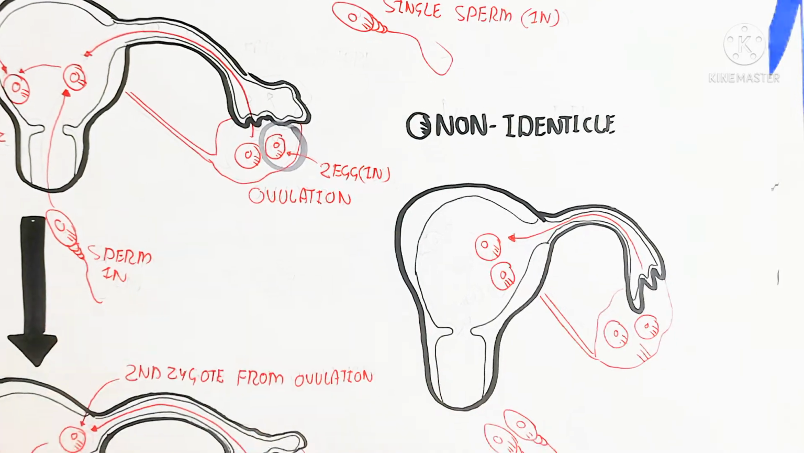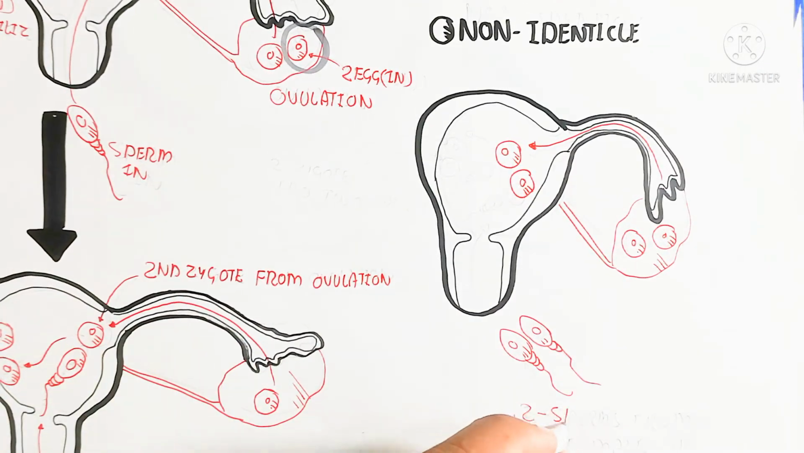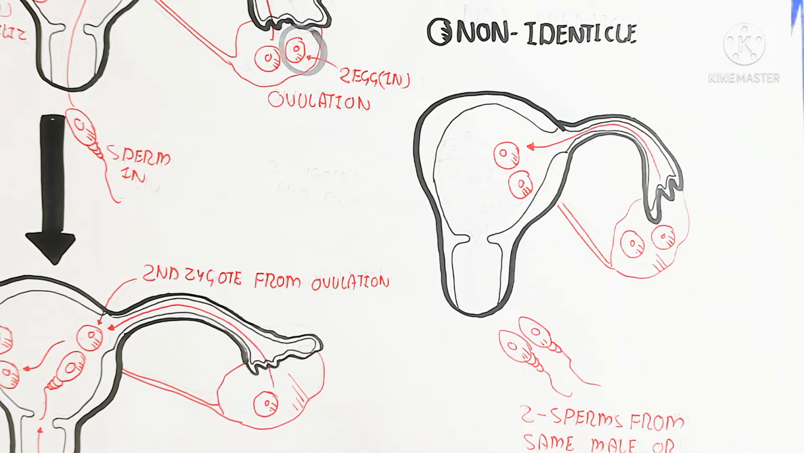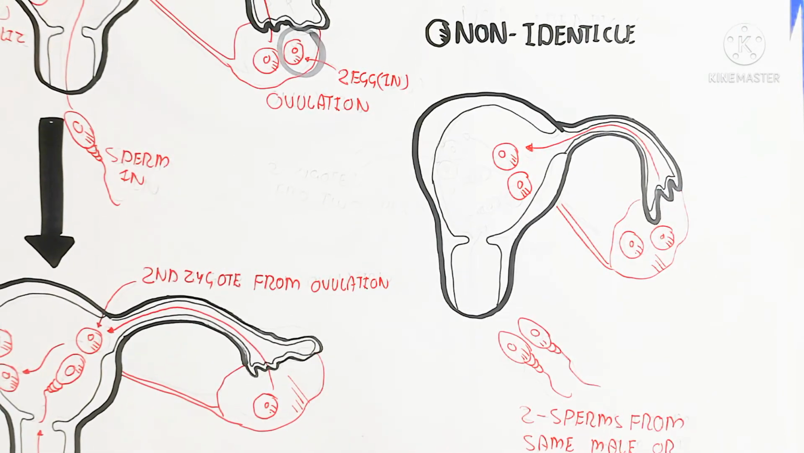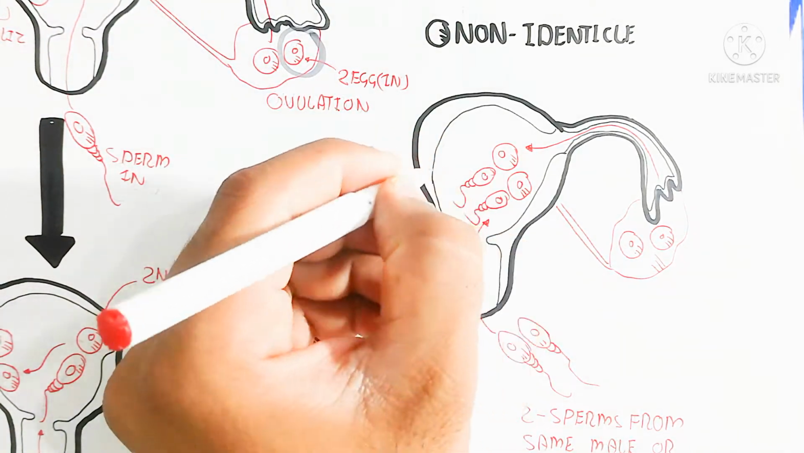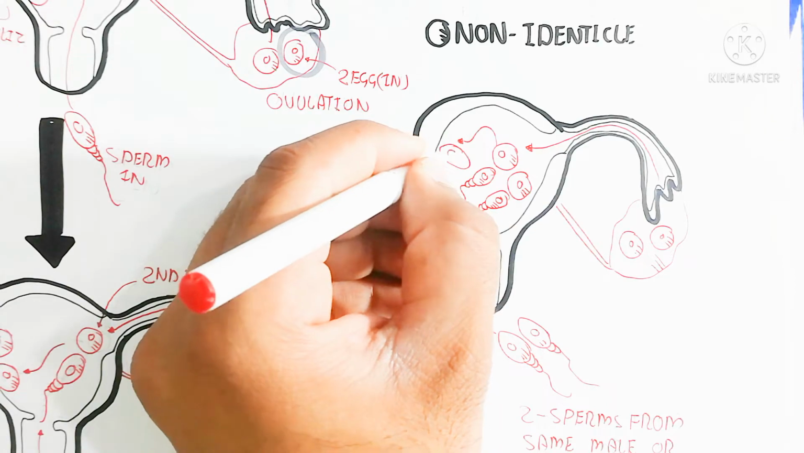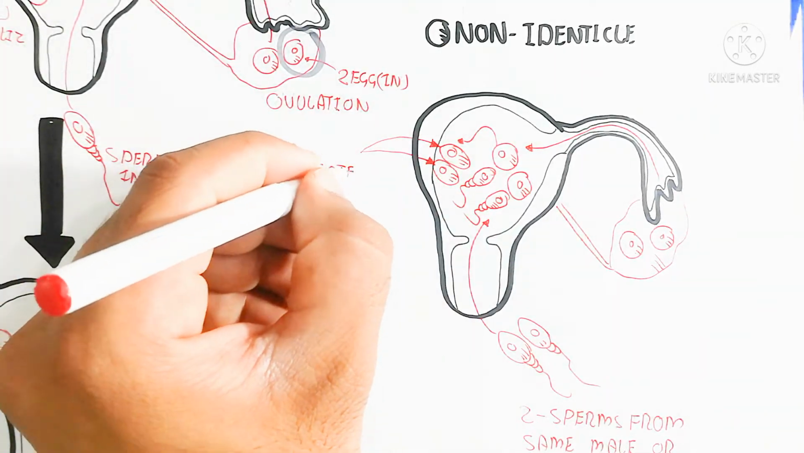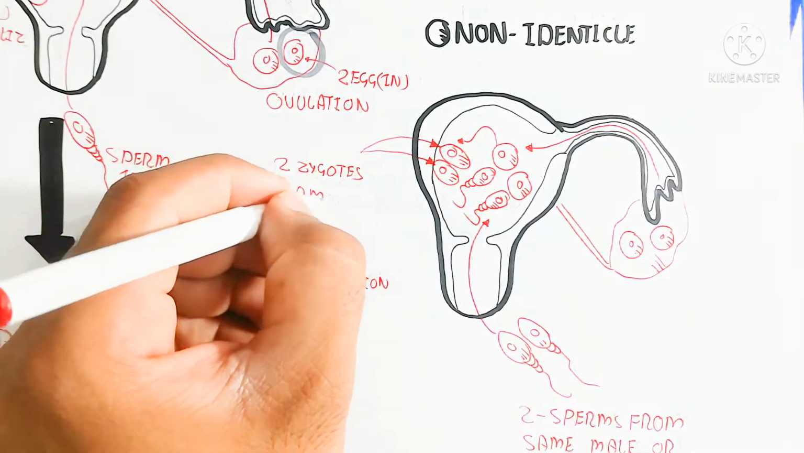While non-identical twins mean two eggs are released through ovulation and eventually fertilized by different sperms, from the same male or a different male. Remember, after this, two zygotes form and lead to non-identical twins, because the genes are different.